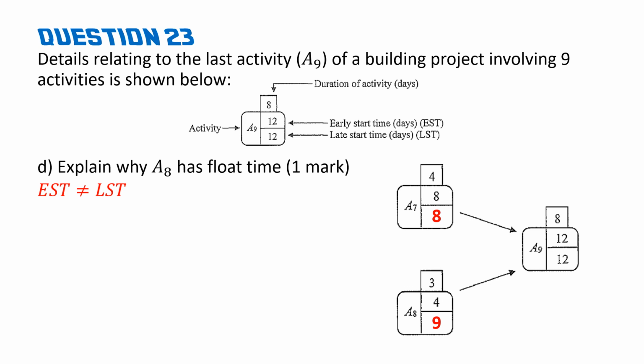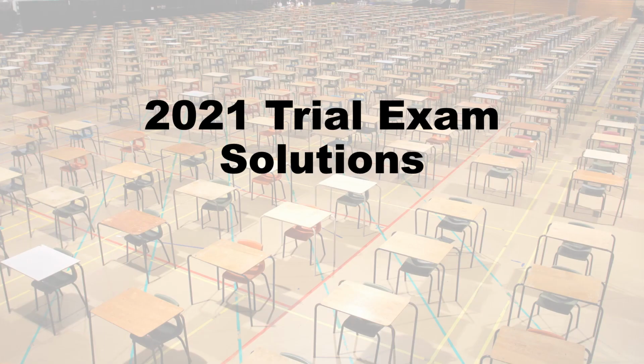So activity 7 and activity 9 are both on the critical path because there's no float time. Both ESTs are equal to their LSTs. Activity 8, however, EST not equal to LST, difference of 5, that would be our float time. And that brings us to the end of video number 2.